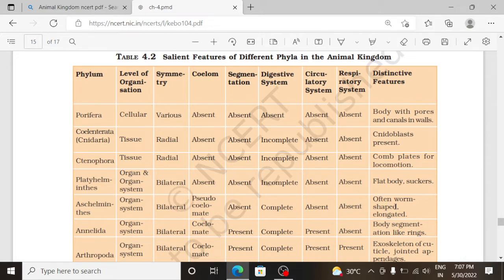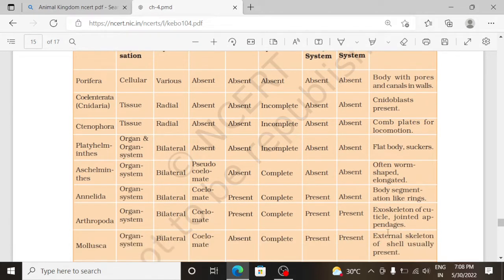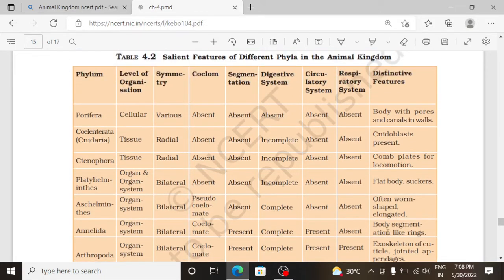Annelida, level of organization is organ system. Symmetry is bilateral. Coelom is coelomate. Segmentation is present. Digestive system is complete. Circulatory system is present. Respiratory system is absent, and distinctive feature is body segmentation like rings. Arthropoda, level of organization is organ system. Symmetry is bilateral. Coelom is coelomate. Segmentation is present. Digestive system is complete. Circulatory system is present. Respiratory system is present. Distinctive features are exoskeleton of cuticle, jointed appendages.